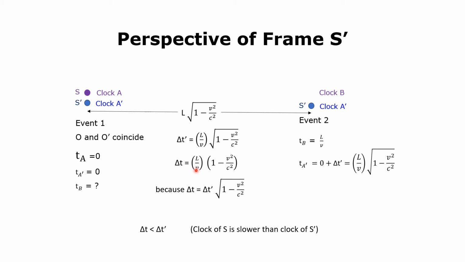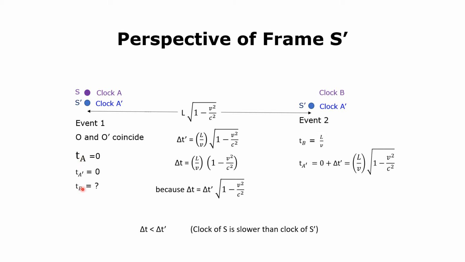At event 1, S prime has set its clock readings to 0. Therefore, TA prime is 0. Frame S has also set its clock readings to 0 at event 1. Clock A is just next to S prime. Therefore, S prime will see that TA is 0. But what about the reading in clock B?